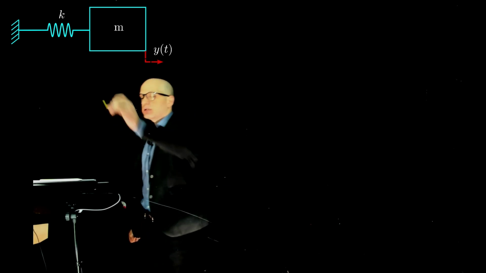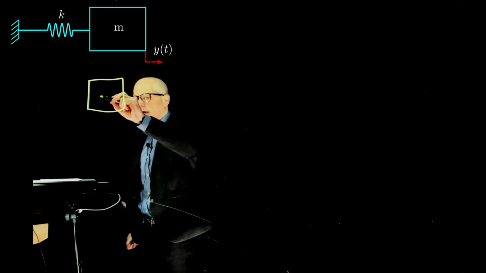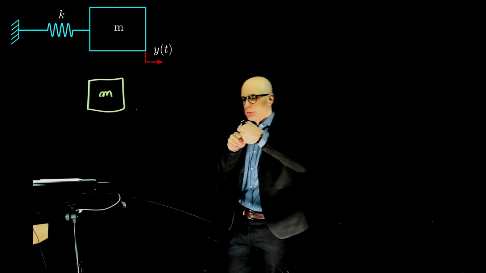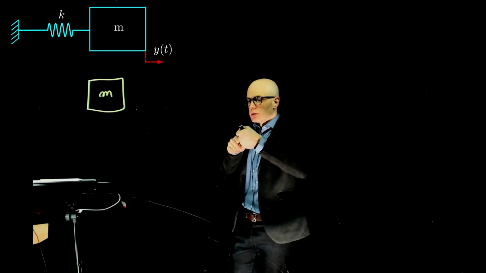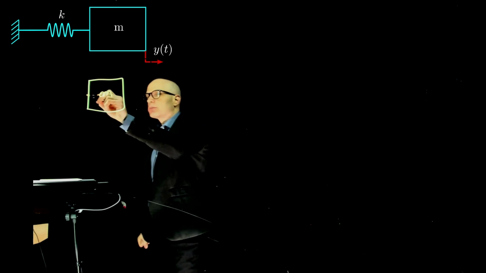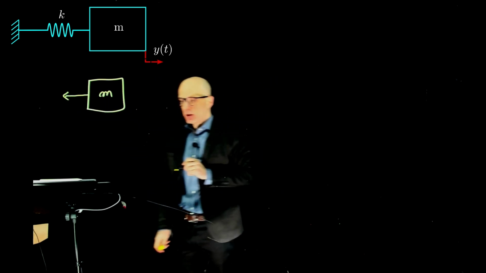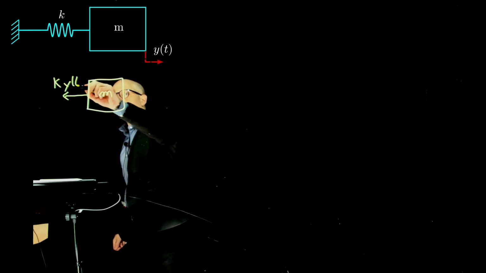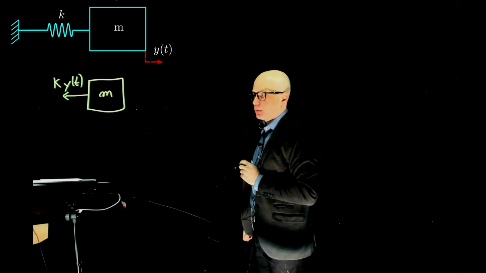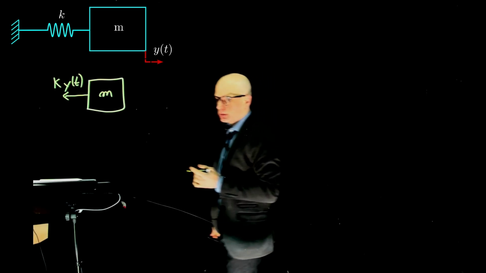First step first, we can calculate the equations. For that, we need a free body diagram. Remember that the mass is moved towards me, the spring is stretched, and then we let it go. So the spring is pulling the mass back, and the magnitude of that force is k times the displacement y of t. And that's the only force acting on the mass. That's it.